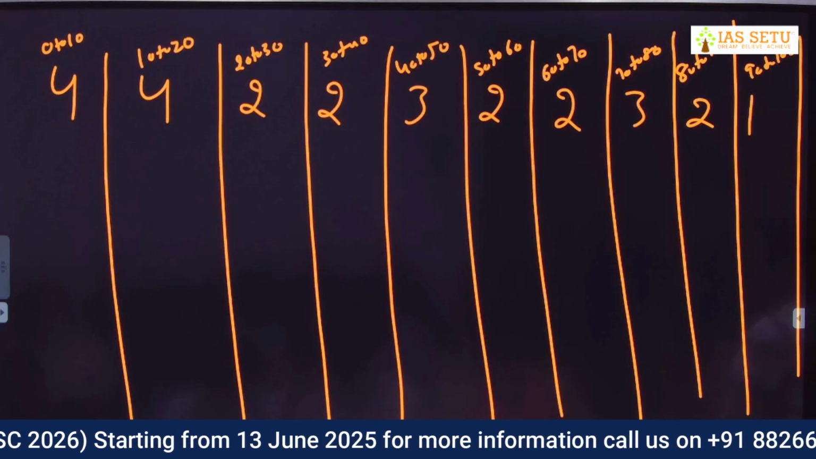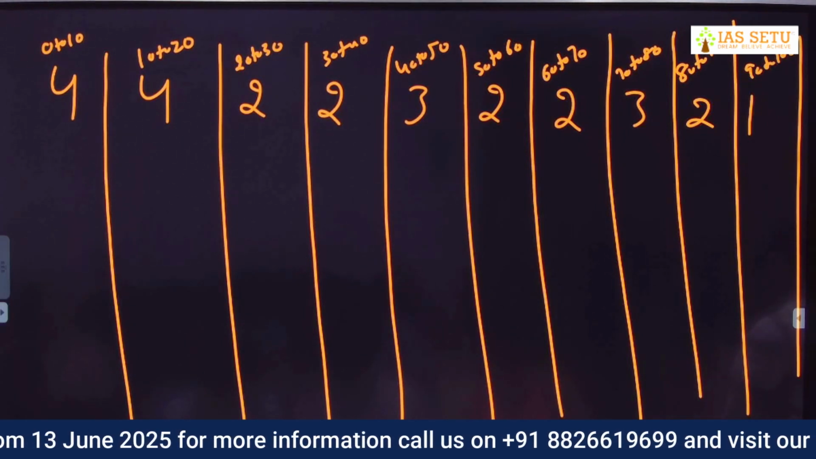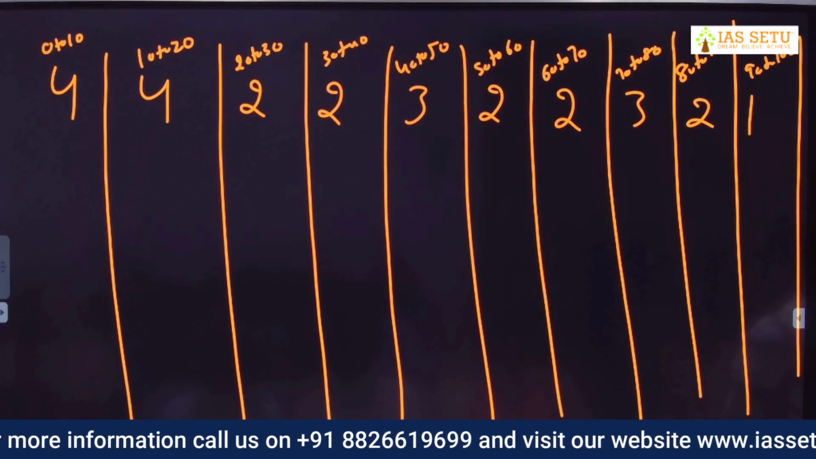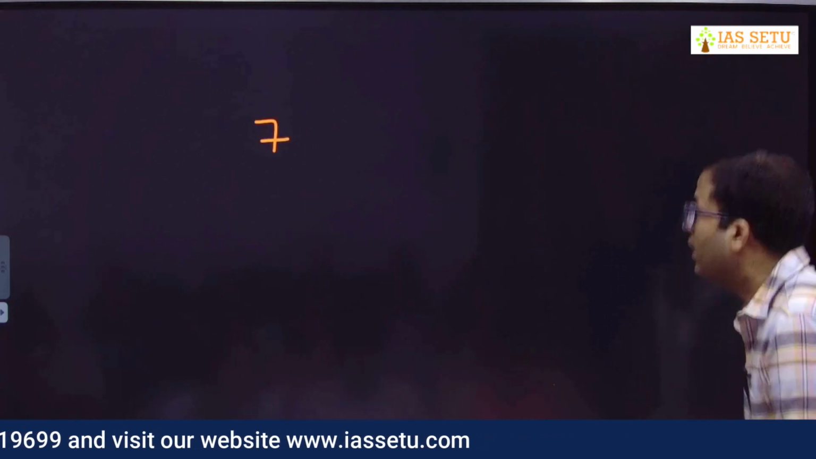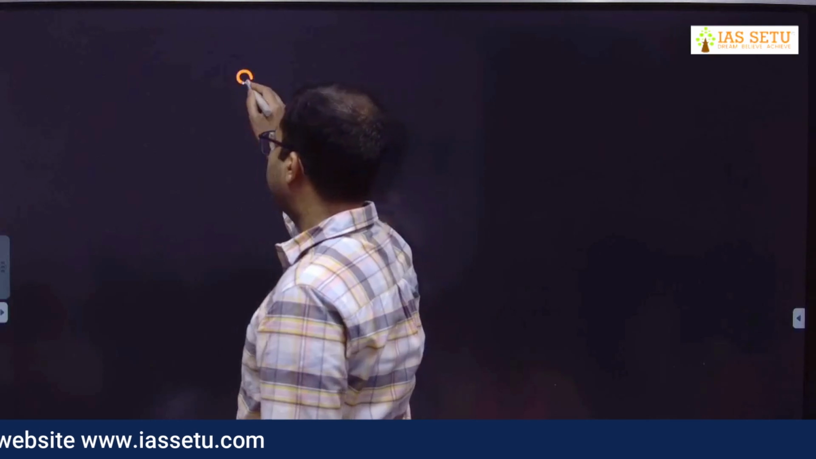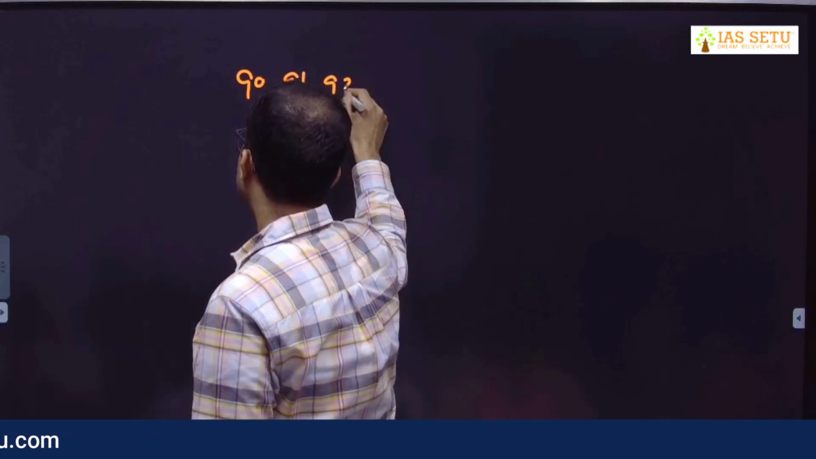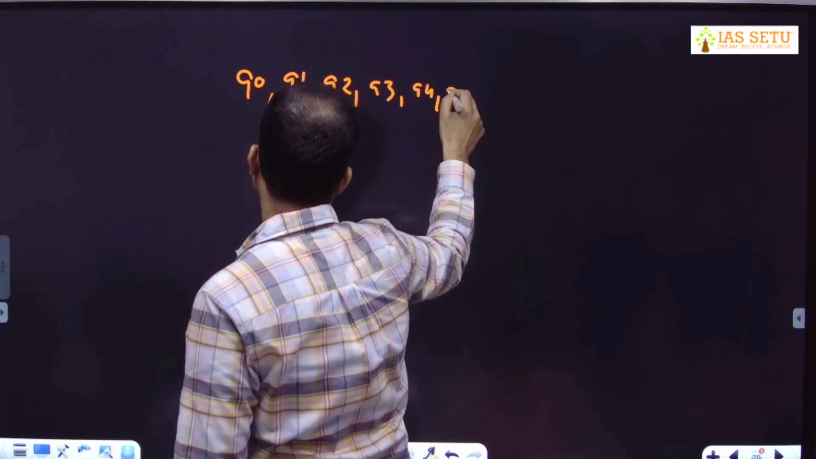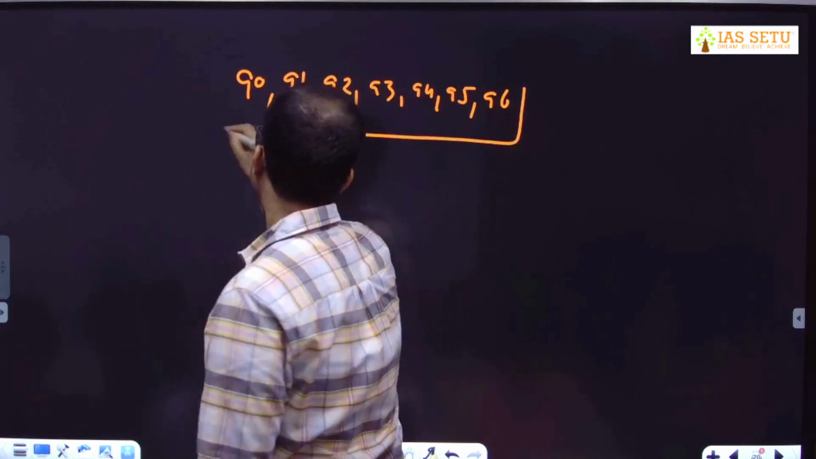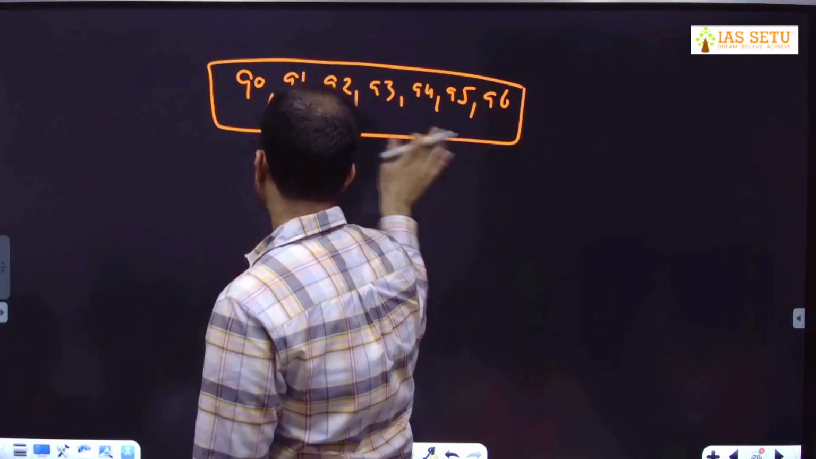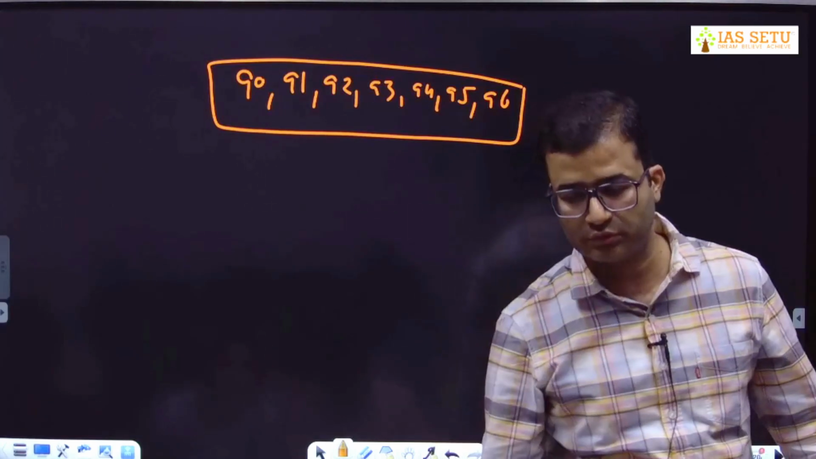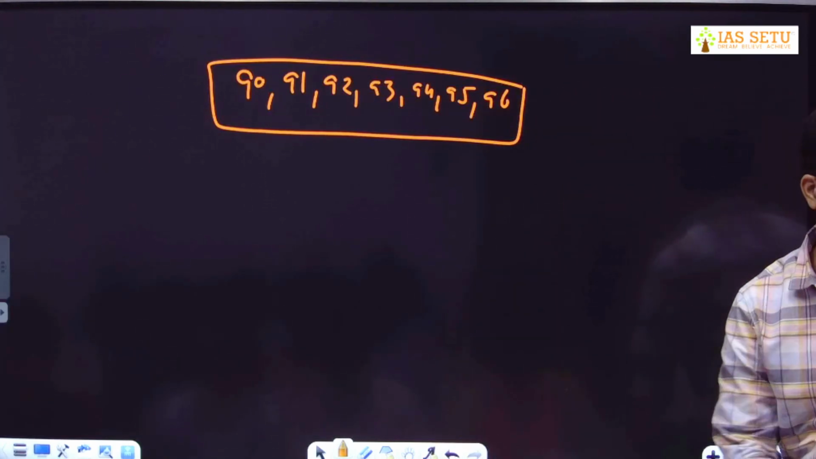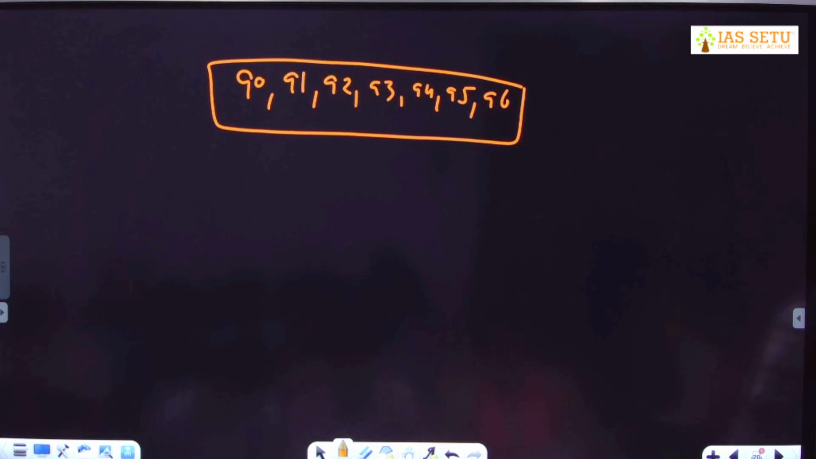Yes, you're right. 90, 91, 92. The answer is 90, 91, 92, 93, 94, 95, 96. You don't have any prime number out of these 7. And this is the only set of 7 consecutive 2-digit numbers which are composite. No other 7 consecutive 2-digit numbers, you will not find any other besides this.